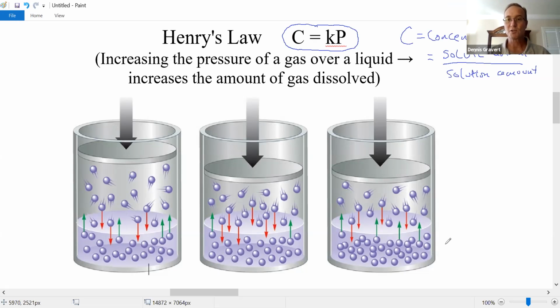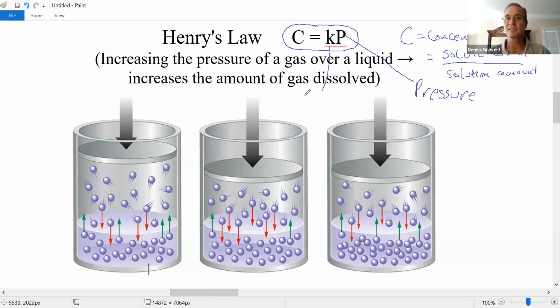But essentially, we're trying to make the soda pop as fizzy as we can, I guess. Try and get as much carbon dioxide dissolved in there, a lot of solute dissolved per unit of solution. And so the more pressure, that's P here, P stands for pressure. As you increase P, that's going to increase C. More pressure, more concentration. If you lower the pressure, concentration goes down.